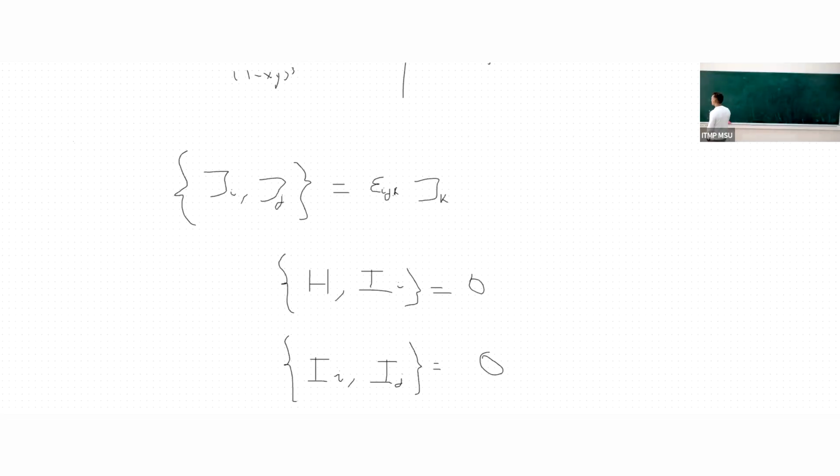So you see, all functions on J commute with H. Yes, because all J commute with H. All functions on J commute with H. Yes. So I propose to find, in the ring of functions on J, two commuting functions.